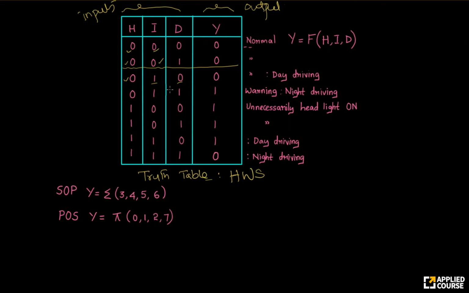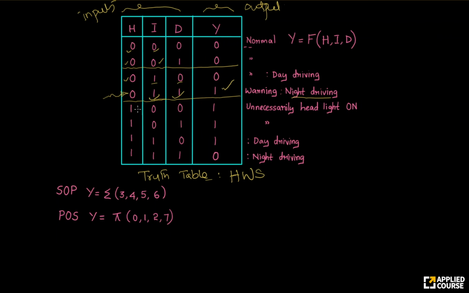But see here, I is 1, the vehicle is on, and D is 1, so it is night, obviously a night driving. The headlight must be on, but what is given? 0. So the headlight is off, which is not desired, and hence a warning should be given. So a warning given means Y is 1.